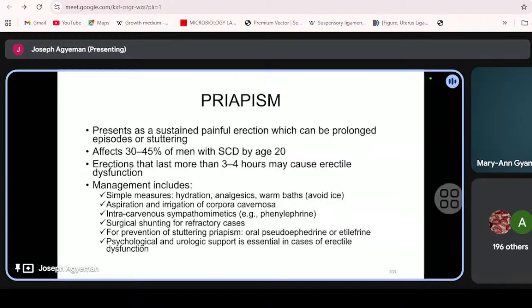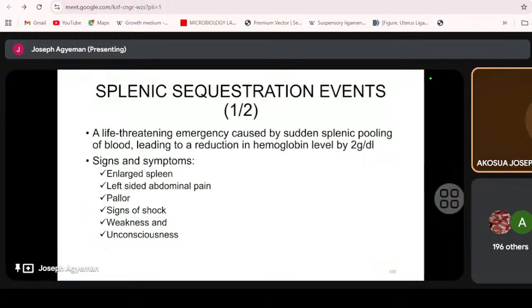Hello, sir, sorry for cutting you. I needed some clarification on the priapism. I think I've seen somewhere where a patient was put on flutamide as part of the medications. So I wanted to know the role it was playing in the priapism. If you can enlighten me a bit on that. Glutamine? Come again, sir, please. Flutamide.